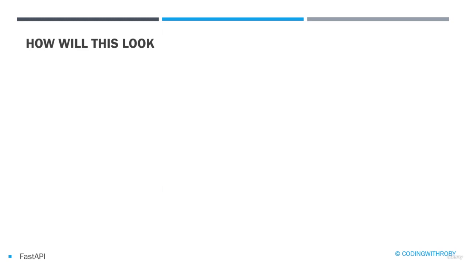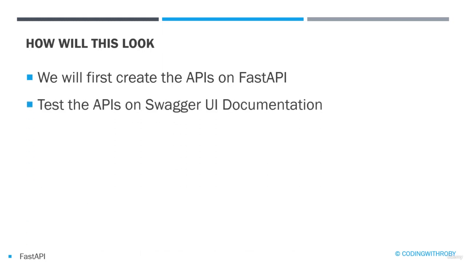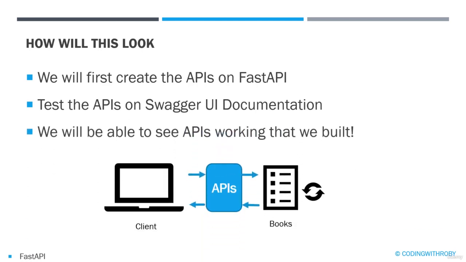How will the high-level architecture of this application look? We will create the APIs on FastAPI, test the APIs using Swagger UI, and then be able to see all of our new APIs in action. We will have our client sending a request to our APIs, and then finally have our APIs send a successful response back. This is great stuff, and I can't wait to dive in.